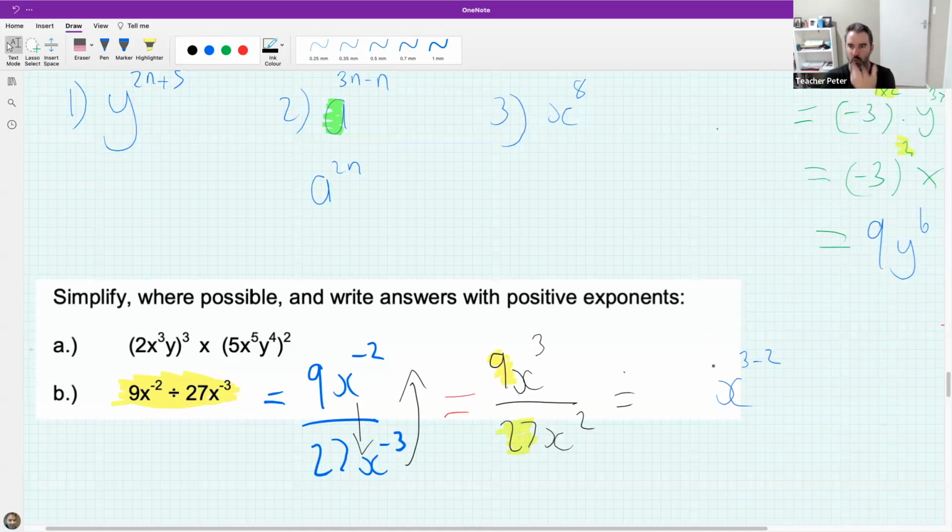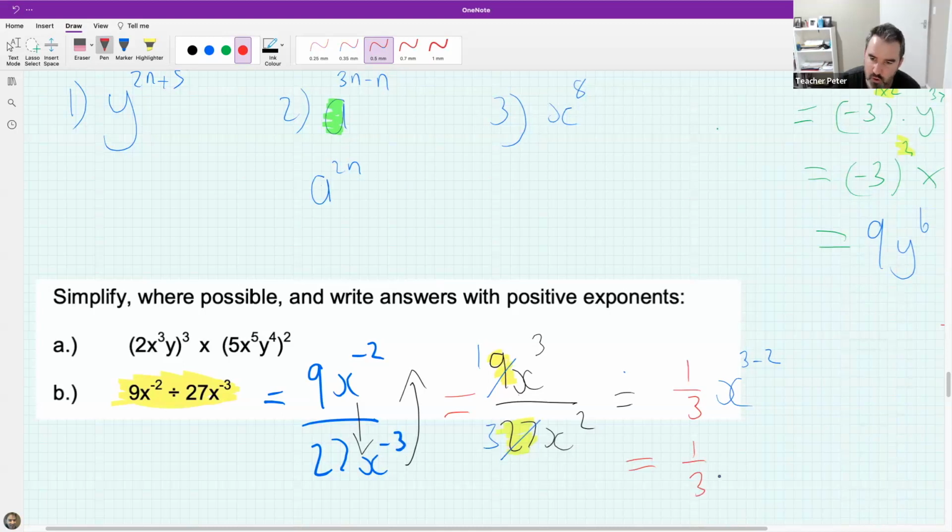But I've also got to deal with the 9 over 27. But I want to make it easier. What is 9 over 27 equivalent to? Or what technique could I use to simplify 9 over 27? So 9 over 27, 9 goes into itself once. And 9 goes into 27 three times. The question simplifies to 1/3 x. So this whole long thing, by using the various laws, you can simplify it down to 1/3 x.